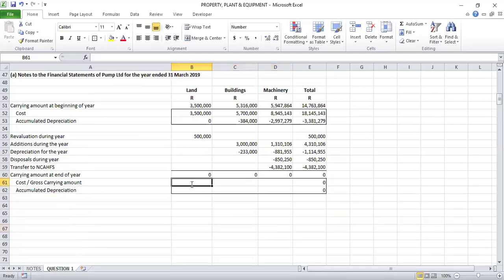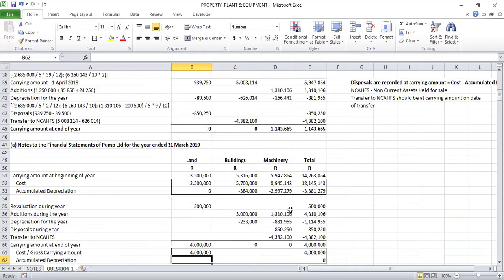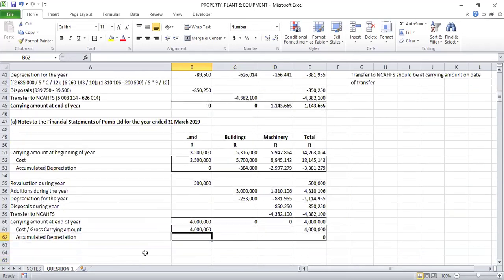Our land, the value is now the new carrying amount of 4 million. Remember, it was 3.5, then they revalued it by 500,000. And there's no depreciation. Right, our buildings, I want you to be with me here. Remember, the cost was 5.7. Then they did additions of 3 million. So the cost, let me just say buildings.